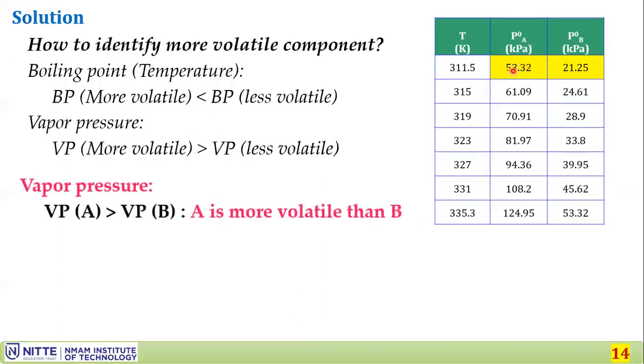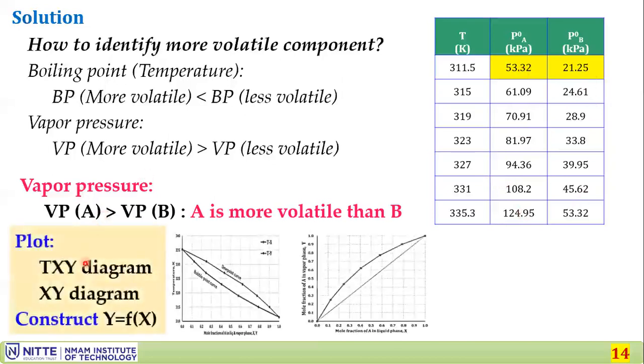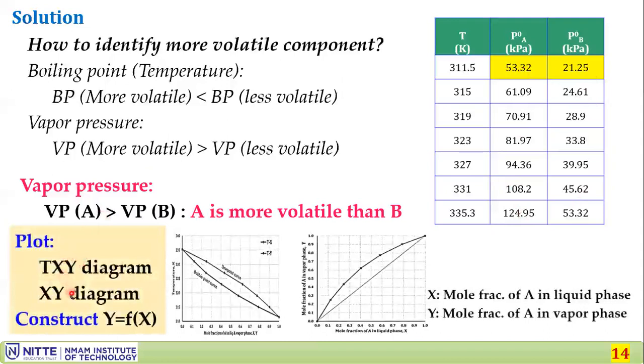Yes, you are right. A is more volatile because 53.32 is greater than 21.25. So at a given temperature, you identify that A has more vapor pressure compared to B. This is one of the easiest methods to identify the more volatile component. So you are now expected to plot the TXY diagram and XY diagram.